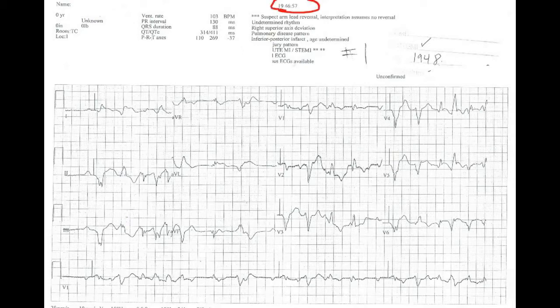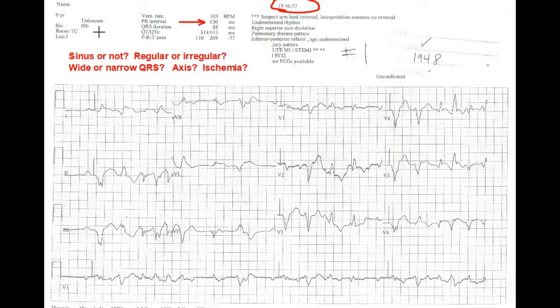It was done at 1946, and I need to answer the same questions I need to answer on every 12 lead. I'm going to put my cheat sheet right there, which is: is this rhythm sinus or not? I always start with a glance at the PR interval. If there's a number there, the computer thinks it's a sinus rhythm, and later on when I look at the individual leads, I will confirm that.